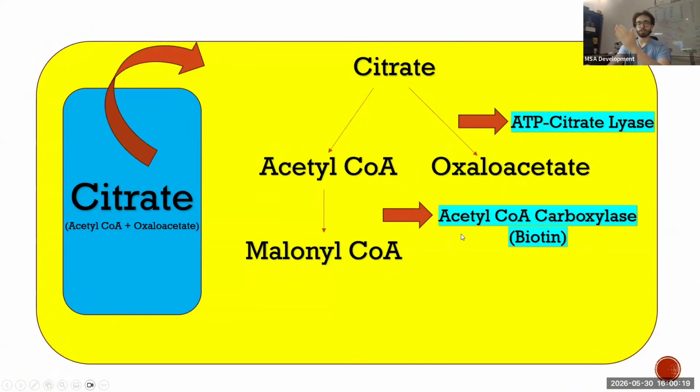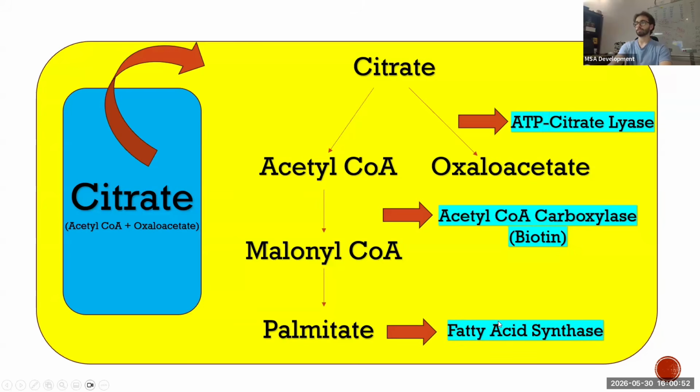It is the limiting and regulated enzyme of fatty acid synthesis. One other important thing I want you to know. This enzyme can only work when there is biotin. So if you get a question saying there is a biotin deficiency, you will know that acetyl-CoA carboxylase is affected. Okay. What will happen to this malonyl-CoA? It will become palmitate. Palmitate is the fatty acid, all right? The fatty acid that we synthesize in our body is called palmitate. And malonyl-CoA to palmitate happens through the enzyme fatty acid synthase.